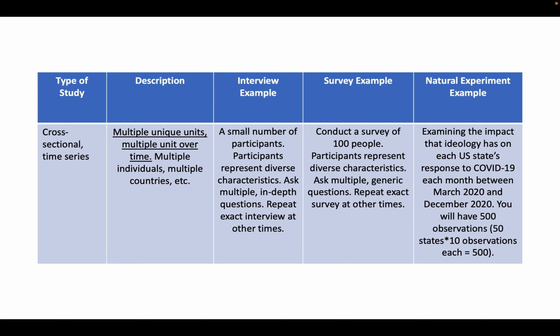Now, the natural experiment example would have us looking at the impact that ideology has on each U.S. state's response to COVID-19 each month between March 2020 and December 2020. So we would have 500 observations, 50 states times 10 observations for each state is equal to 500. So we have 500 data points. That's a lot of data points. One of the virtues of the cross-sectional time series design is that you do generate a lot more cases.